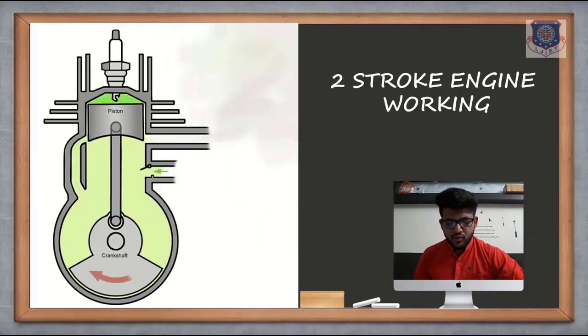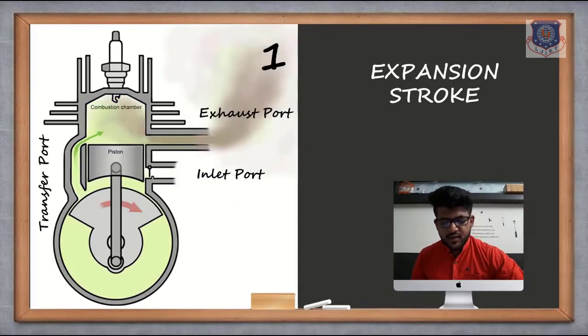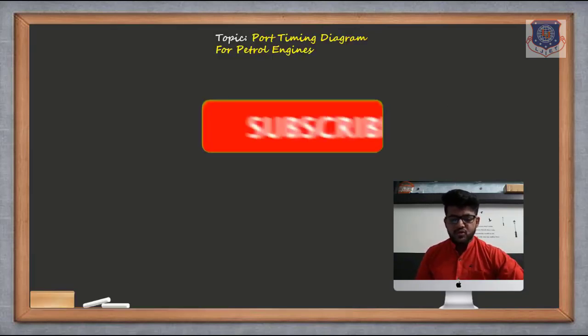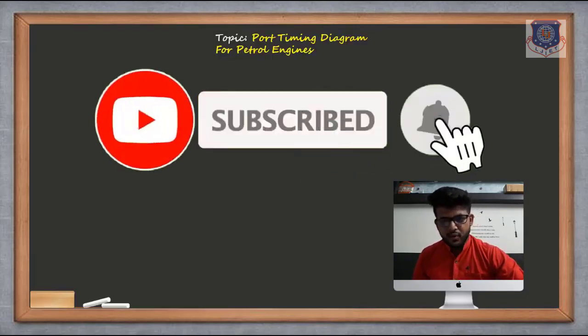Let's see the two strokes. The first stroke is the expansion stroke, and the second one is the compression stroke, and by mixing these two strokes we can get power, and it is our two-stroke engine. Simple. Fine. So let's see how it works by a simple animation, one by one, step by step. It is actually a digital board of Hardik sir.